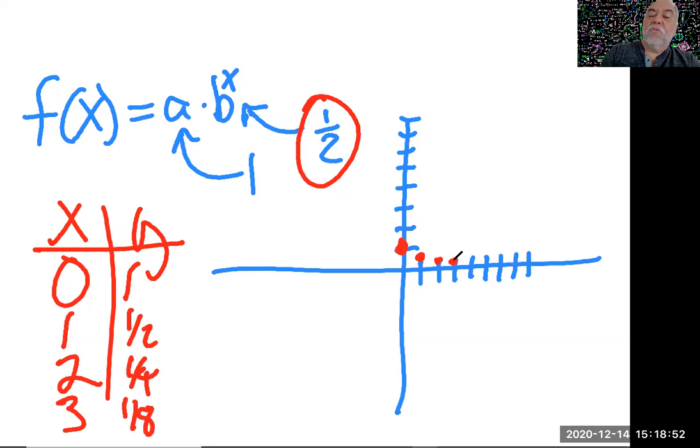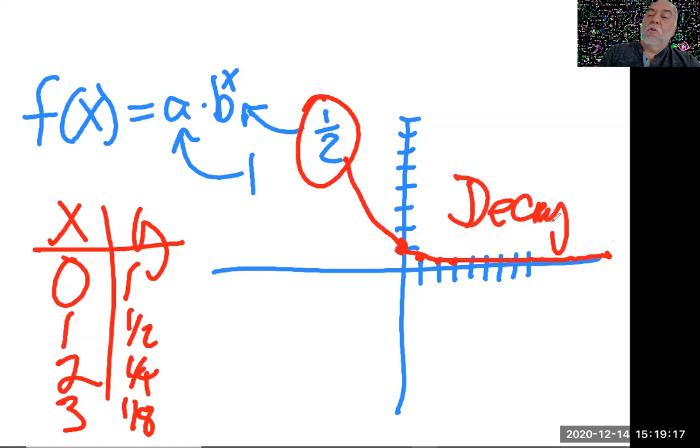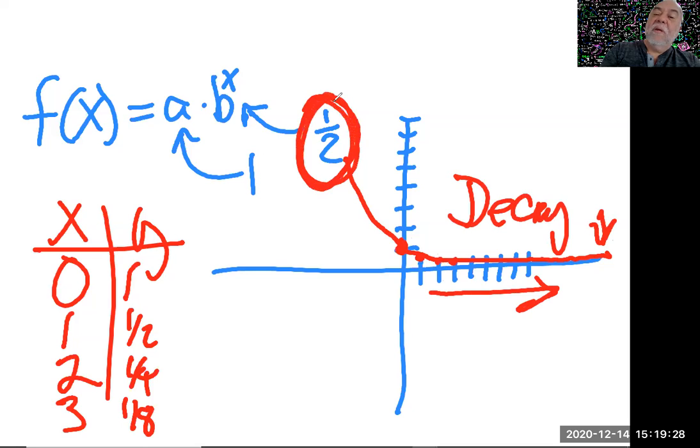So you can see it's getting closer and closer to the x-axis. It'll never actually touch it. Okay. Just get closer and closer. 1/8, you can tell the next number would be 1/16, and the one after that would be 1/32, and so forth. Okay, if we went negative, these numbers would actually go up like this. Okay, so this is exponential decay. You can see it because as x goes up, as x goes in this direction, y is going down. Y is going in this direction. Okay, but you can also tell it's decay because this number here, the b value, is less than 1.